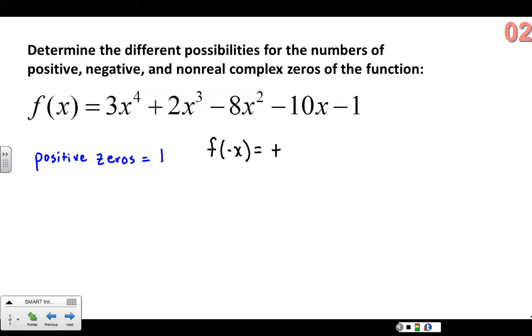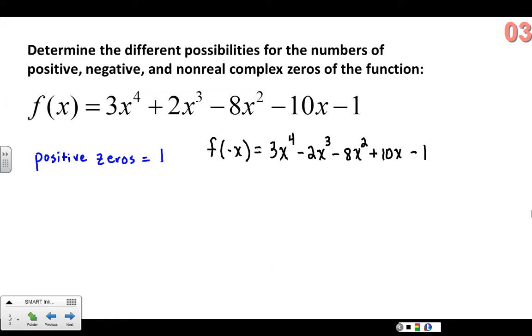I'm going to go ahead and just write it out the way that I would. That would still remain 3x to the fourth if I put a negative x in for that. Negative x, if I put it in there and cubed it, it would stay negative, so it would be negative 2x cubed. If we put in a negative x and squared it, it would not change anything, so we would have negative 8x squared. Negative 10 times negative x, that would make it positive 10x. Minus 1 would stay the way it is.